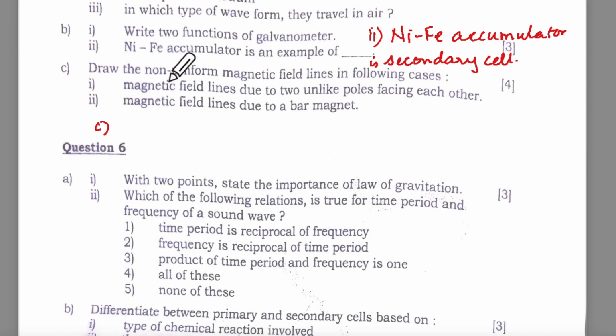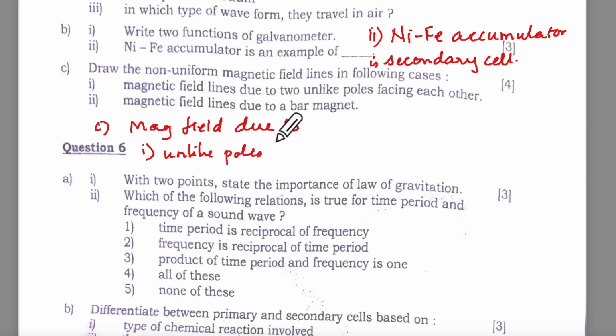Okay, what do they say? Draw the non-uniform magnetic field lines for the following. Magnetic field lines due to two unlike poles. So write over there, magnetic field due to, number 1, write fast: unlike poles facing.